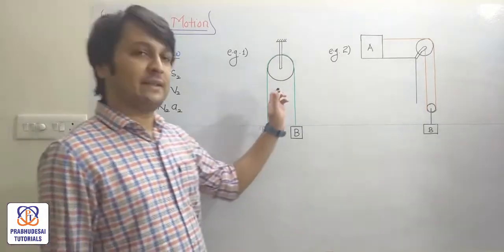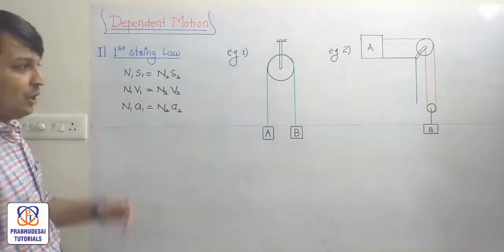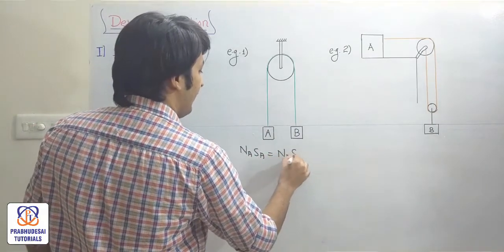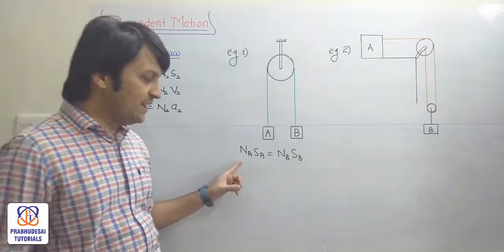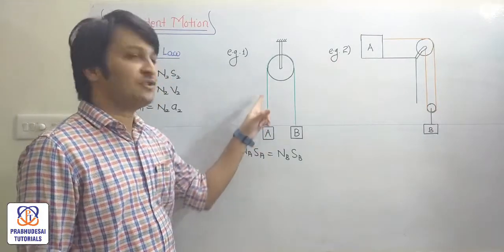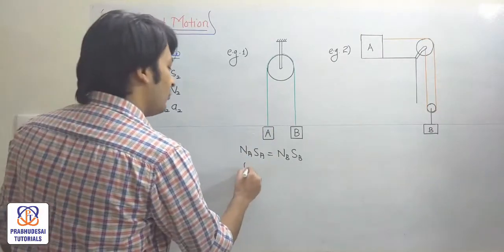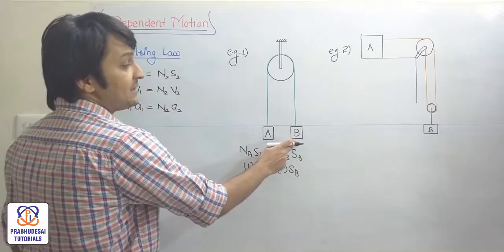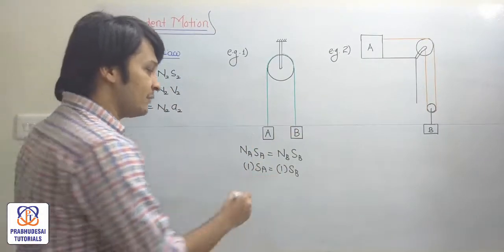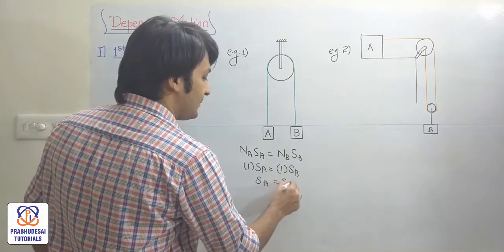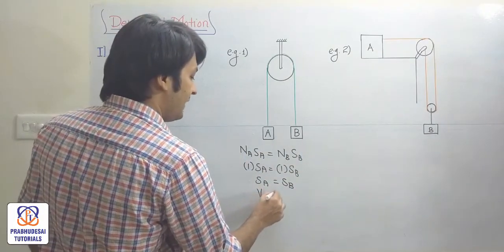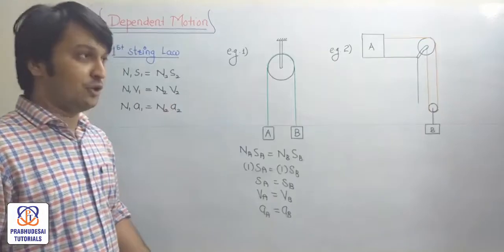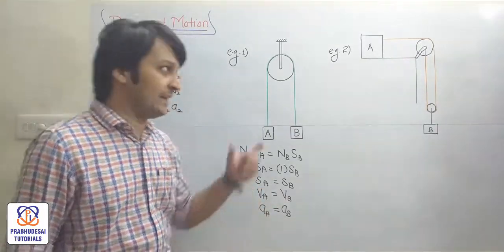How is this applicable? Check this here. How to apply this? Use this law. NASA is equal to NBSB, and check this carefully. How many string parts connected to object A? Only one string part. Okay, that means this is 1 SA is equal to 1 SB. Why 1 SB? How many string parts connected to object B? Only one. So SA is equal to SB. If you take derivative, it will be VA is equal to VB. If you take derivative again, AA is equal to AB. Correct or not? So this is what we have for this figure.